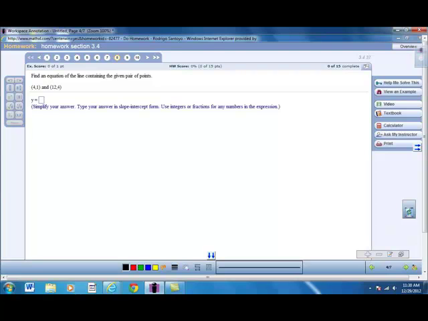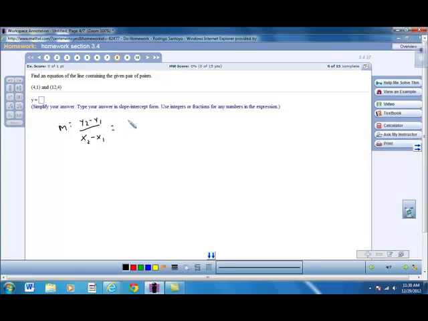So now here they want us to find an equation containing 2 given points. This is not quite the same because we're not given an m. We're given 2 points but not an m. But we know with 2 points we can find an m. Our m is y2 minus y1 over x2 minus x1.